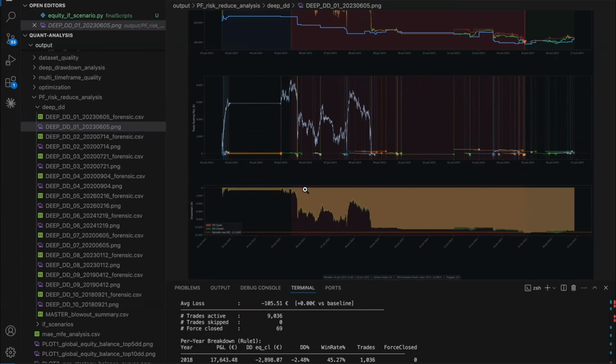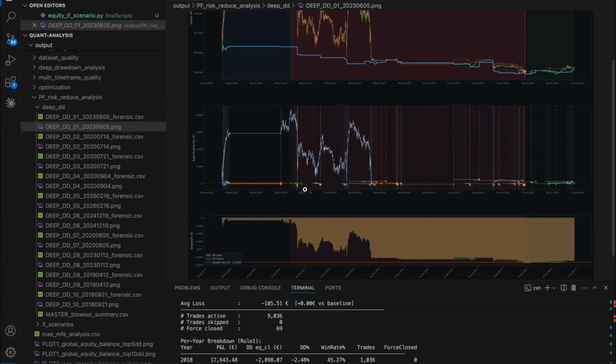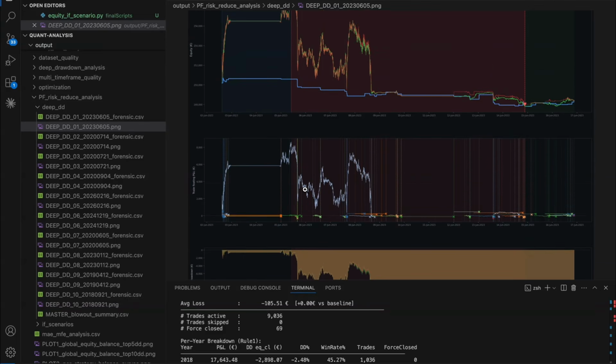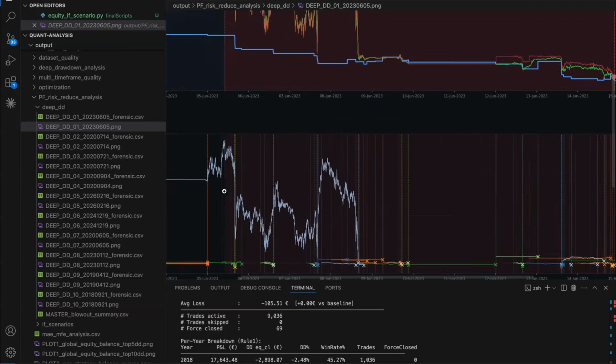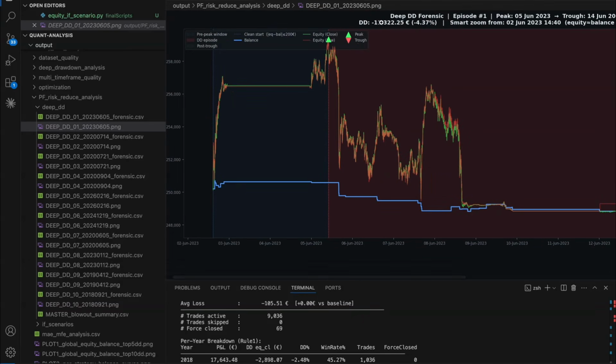There is no such tool on MT5, not either in QuantAnalyzer and all this software. So you have to build everything you need on your own. But you can see that in this case, in 2023, where we had the biggest equity peak drawdown, from the equity to the balance, this delta here.